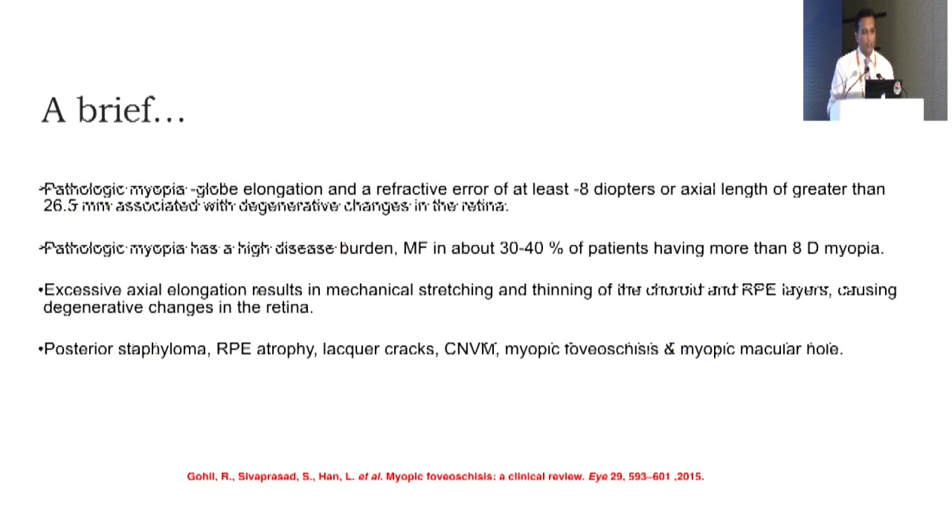So just briefly, pathological myopia is by definition globe elongation and a refractive error of at least 8 diopters or axial length of greater than 26.5 mm associated with degenerative changes in the retina. As you might know, pathological myopia has a high disease burden, almost 30 to 40% of patients having more than minus 8 diopters of myopia have myopic foveoschisis. Excessive axial elongation results in mechanical stretching and thinning of the choroid, leading to staphylomas, RPE atrophy, lacquer cracks, CNVM, foveoschisis, and finally myopic macular hole.